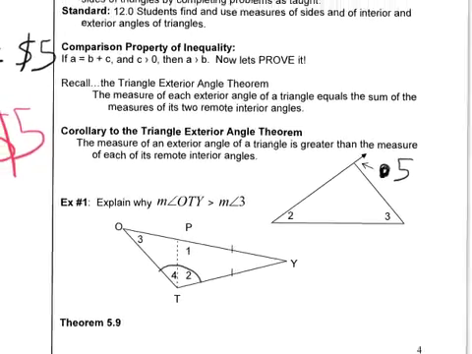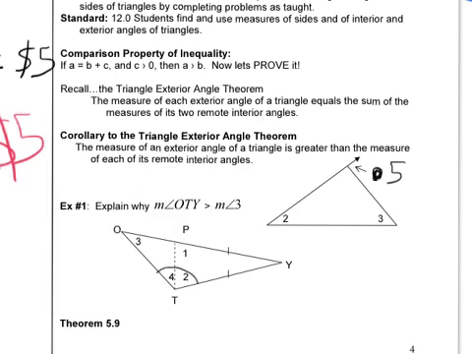Alright, it says let's prove it, but that's actually something we're not going to do here. It says recall the triangle exterior angle theorem. The measure of each exterior angle of a triangle equals the sum of the measures of its two remote interior angles. Remember we said that. For example, in this triangle here, we could say angle 2 plus angle 3 equals angle 5. I called it angle 5 just to make more sense, so it fits our analogy. 2 plus 3 is 5.